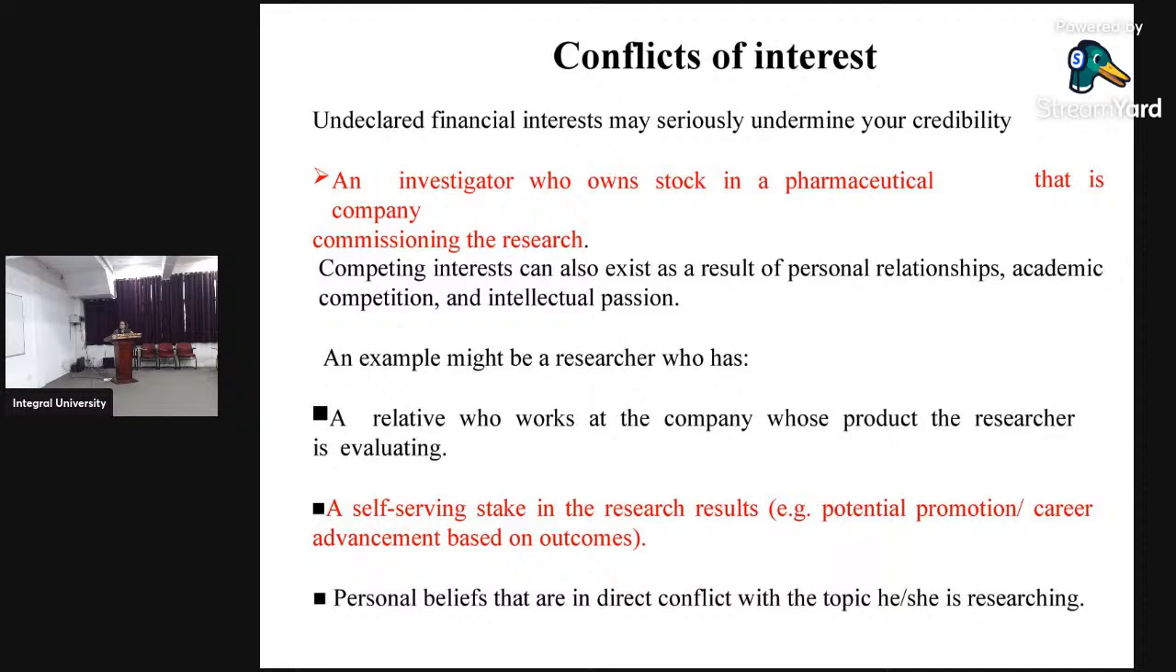A self-serving stake in the research results, for example, potential promotion, career advancement based on the outcomes. Right, now this is something which again is in the gray area because most of the publications or most of our research outcomes help us in getting career advancement, isn't it? It helps us build our API, right? So if we know that okay, this result should not be reported so fast because we still need to check whether the result is authentic, right?